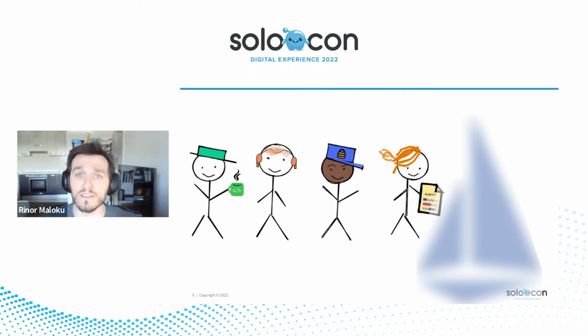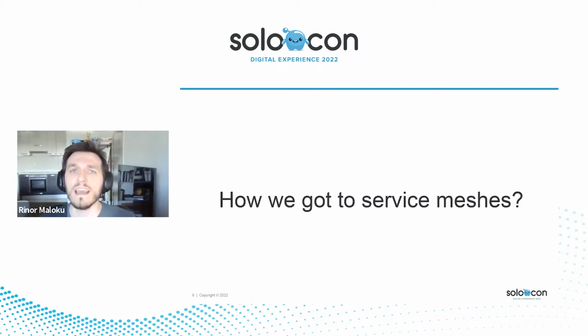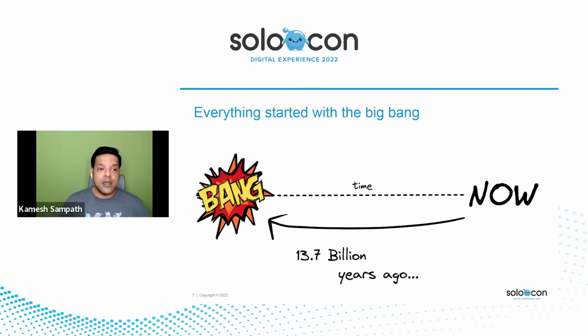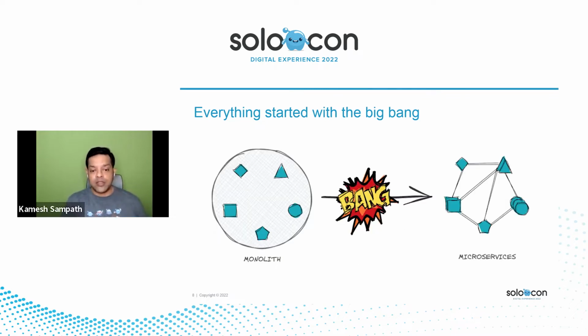But to answer this, we need to initially know how we got to service meshes. Kamesh, can you help us understand that? Oh, yeah. So let's go a bit behind, right? Way back to the beginning, and start with a Big Bang theory. This is not the Big Bang that we usually know about. This is a Big Bang where we went from monolithic to microservices. So how do we start breaking the applications into smaller pieces?